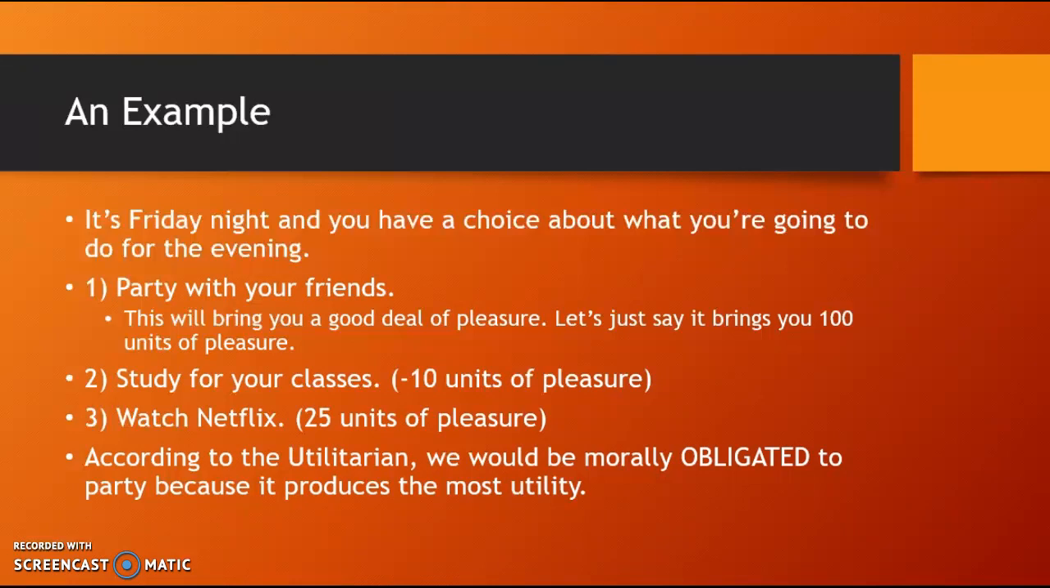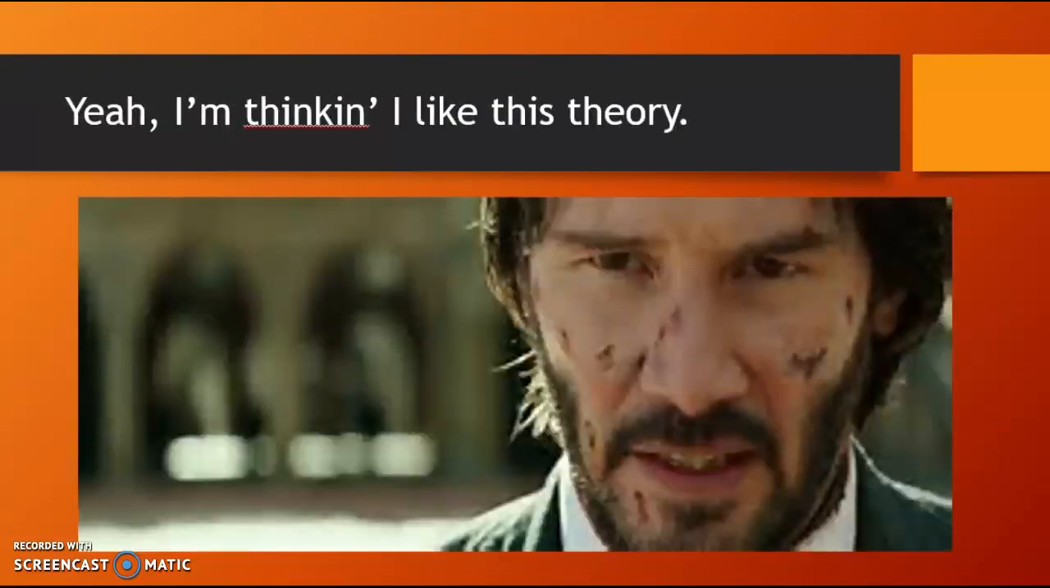Now notice, this is very important. Partying brings you 100 units of pleasure. Well, Netflix brings you pleasure too. Why couldn't you do that? Because for Bentham, you have to maximize pleasure. So take the two options. You could watch Netflix and bring 25 units of pleasure into the world, but you could do something better. You could party and bring 75 extra units of pleasure into the world. So it would be wrong for you to study for your classes, and it would be wrong for you to watch Netflix. The best thing you can do is party with your friends, so you're morally obligated to do so. And so at this point, sounds pretty good, right?